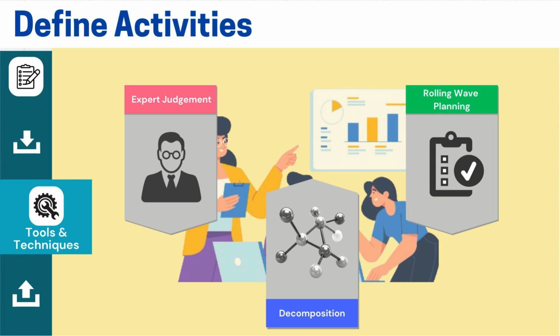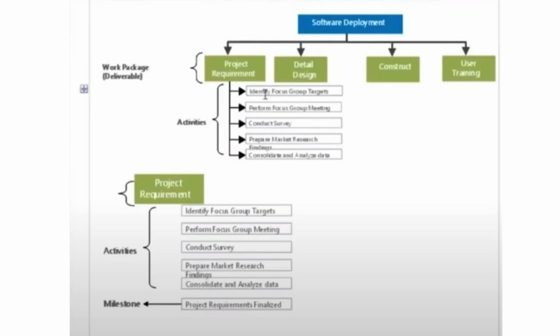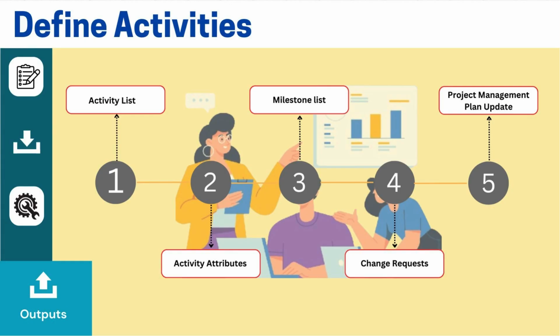Another technique we can use is meetings, which are always useful. By the end of the defining activities process, we expect to come up with a list of activities, like the one I showed you. For example, if I have a requirement as a work package, I can break it down into various activities. By the end of this process, we obtain a detailed list of activities. What I will get is project requirement finalized or signed off, or a requirement specification document. So that's my milestone. So when I prepare this document, that is going to be my milestone. So I need to know the list of milestones and the change request.